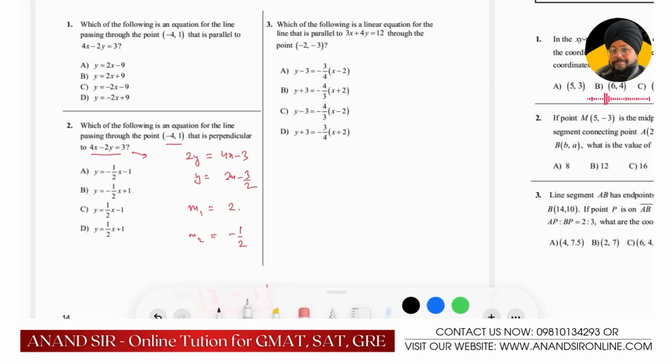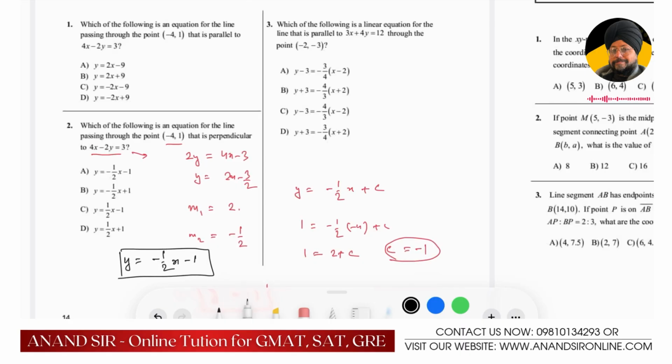So the equation of the line which is perpendicular to the given line will be y equals to -1 by 2x plus c. And here to find c, again I plug in the point -4, 1. I get 1 is equal to 2 plus c. So c is equals to -1. Therefore, the required equation will be y is equals to -1 by 2x minus 1 in place of c. So I get option number A. Right?